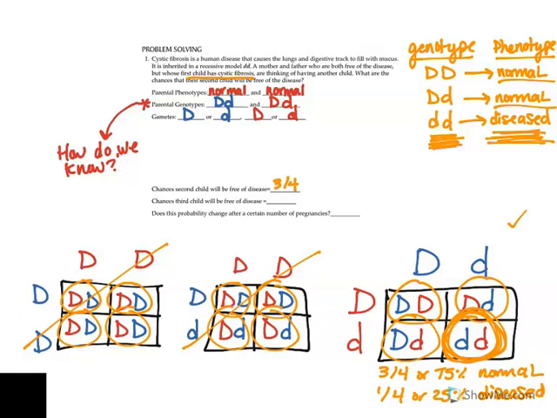What are the chances the third child will be free of the disease? It doesn't matter how many offspring these parents have. Every time an offspring comes into play, we have these chances available for that offspring. So it's still 3 out of 4. That doesn't change. Does this probability change after a certain number of pregnancies? No, it doesn't change.